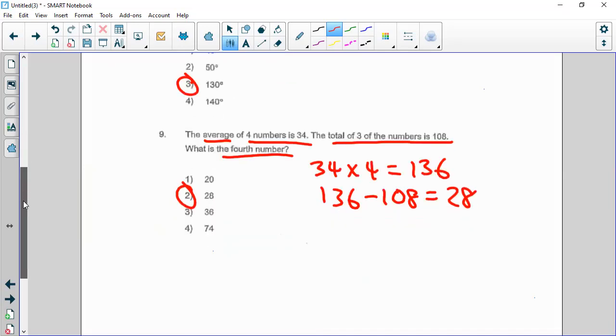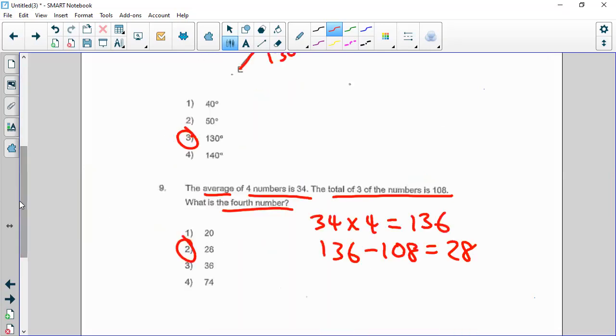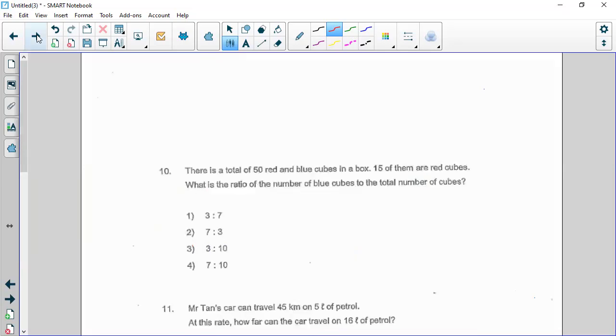Okay, let's go to number 10. Give yourself how many marks? So you have 8 and 9, right? So give yourself 2 marks, 2 marks for these 2 questions. Okay, let's go to number 10 now.